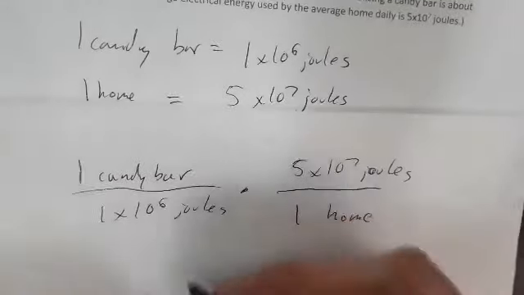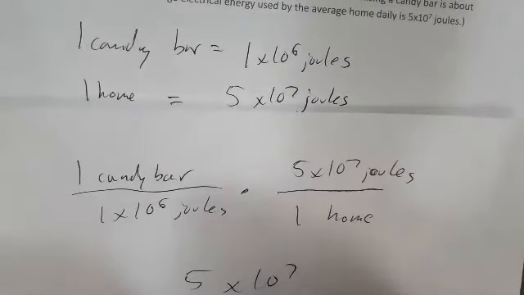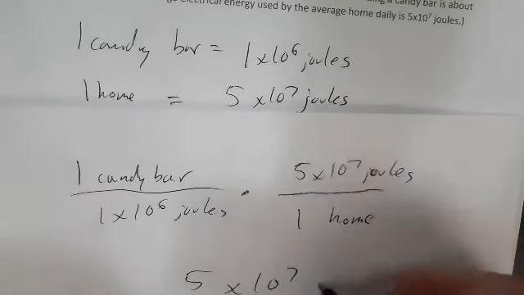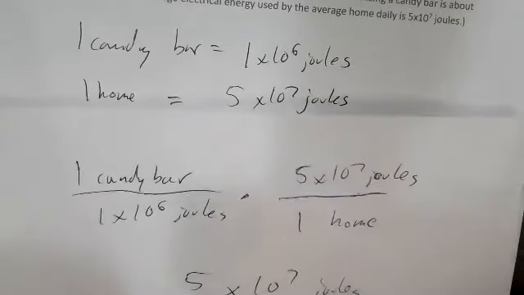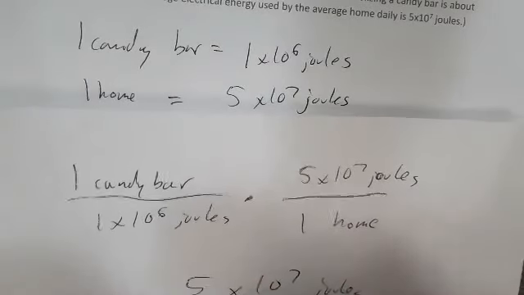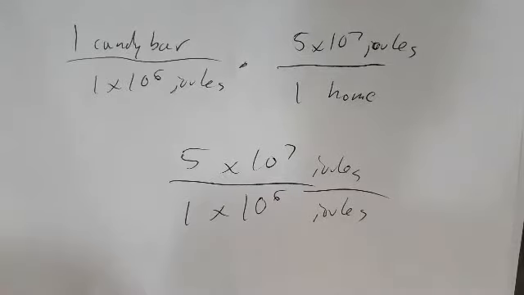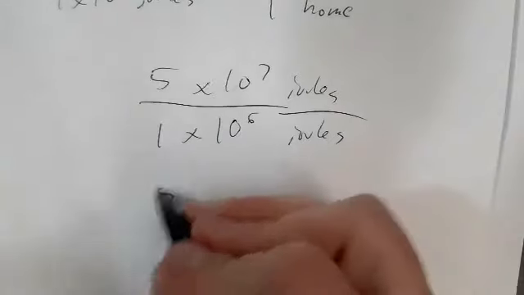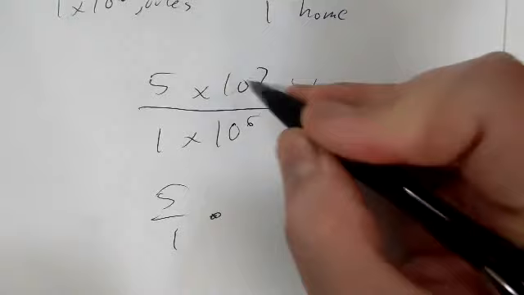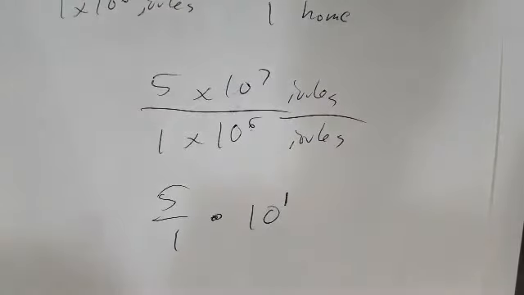What this should be telling us is that we're dividing these two things. If you just jumped right to this, you said that it requires 5 times 10 to the 7 joules to supply a house, and one candy bar gives you 1 times 10 to the 6 joules. You might notice we have 5 over 1 here. We have times 10 to the 7 minus 6, so we're going to have a 10 to the first power. Woo! So that's an Amber Alert.